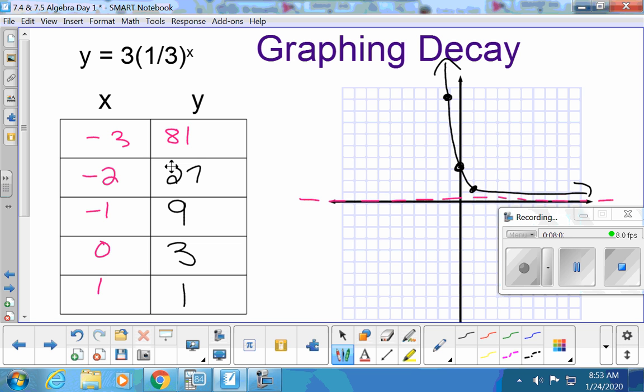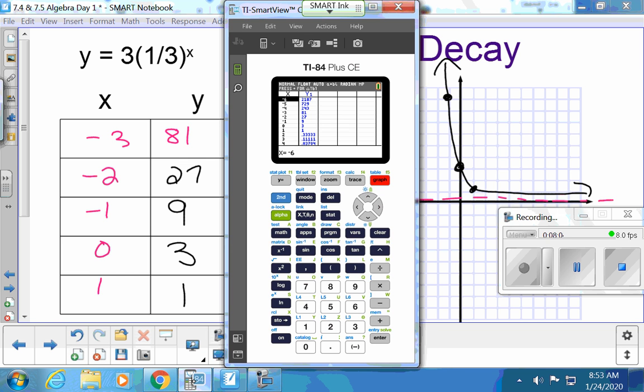I'll go ahead and click graph for our viewers at home to see the picture. But you're going to see it shrinking from left to right. Your values keep getting smaller and smaller and smaller. They're never going to go down into quadrant 4, though. The asymptote is blocking the way.